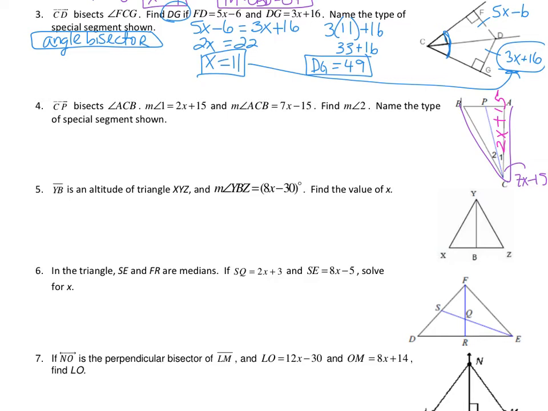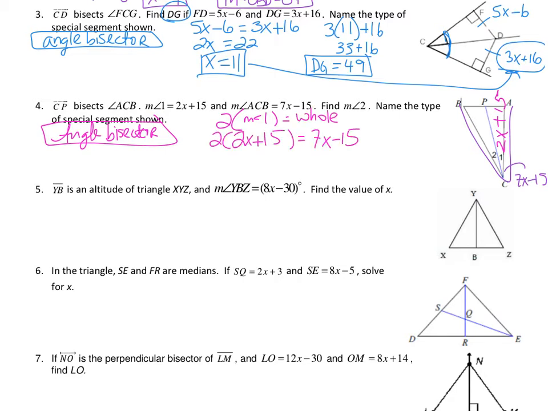In number 4, we have an angle bisector again, and I drew some things in there. It tells us angle 1 is 2x plus 15. It also tells us that angle ACB, this whole angle altogether, is 7x minus 15. If CP bisects it, that means we have an angle bisector again. Our 2 individual angles will be equal to each other, so angle 1 and angle 2 are equal. If we know what the total is, we can double one of the angles. So I can double the measure of angle 1, and that should equal the whole angle altogether. When I double the 2x plus 15, that will equal the 7x minus 15. Now we can solve for x.